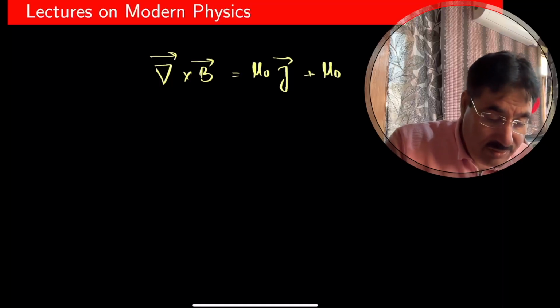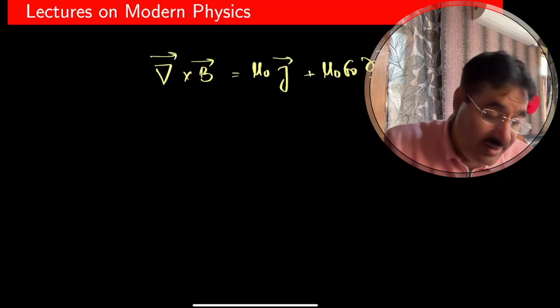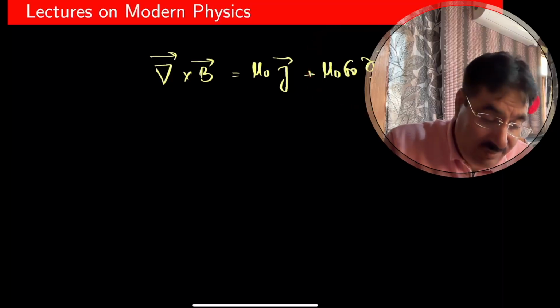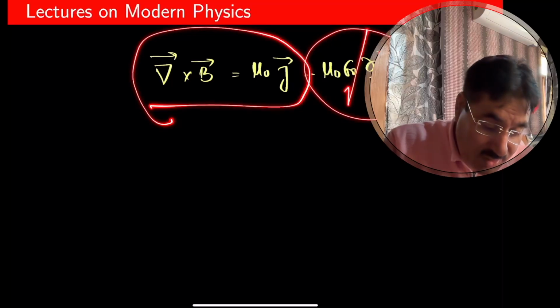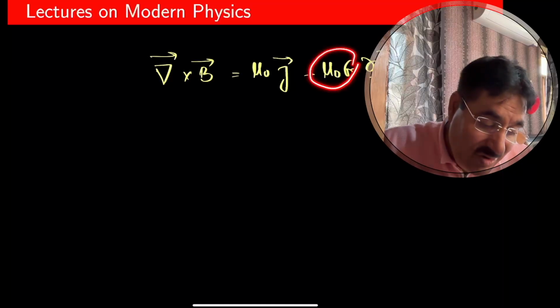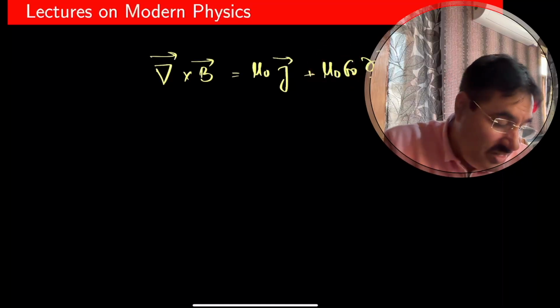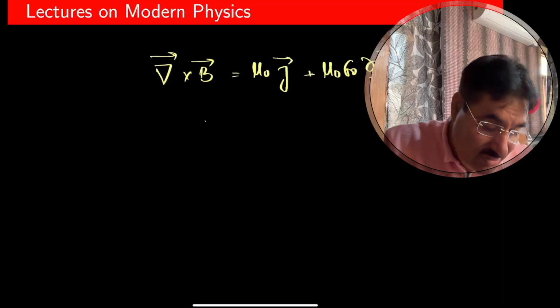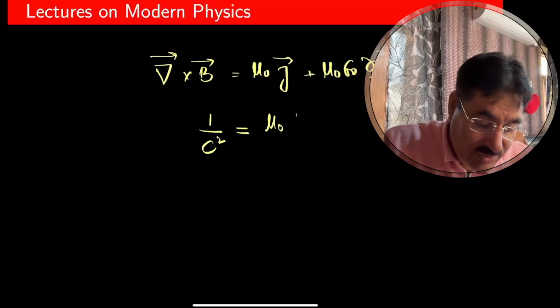Now I have my modified Ampere's law in differential form, which I call Maxwell's fourth equation: del cross B is mu naught J plus mu naught epsilon naught del E by del T. Now you'll say, okay, this term was not there, and we experimentally found only this much. When you put this term, your experimental result is wrong. But there is the catch. This mu naught epsilon naught makes the difference. When you calculate mu naught epsilon naught, it is actually 1 by c square, where c is the velocity of light.